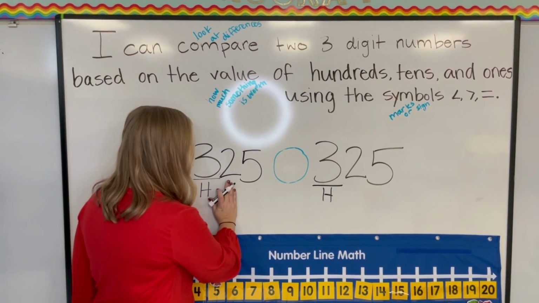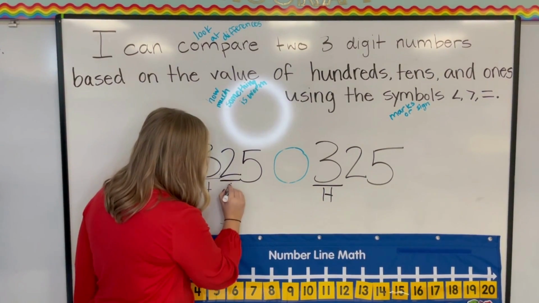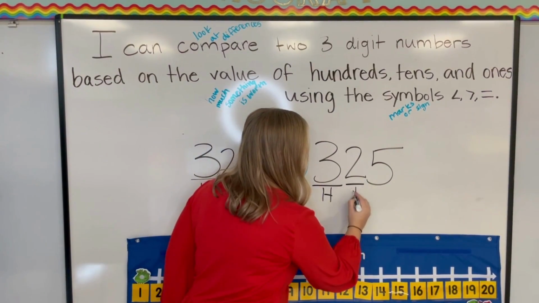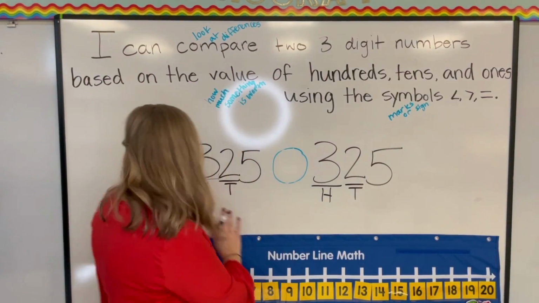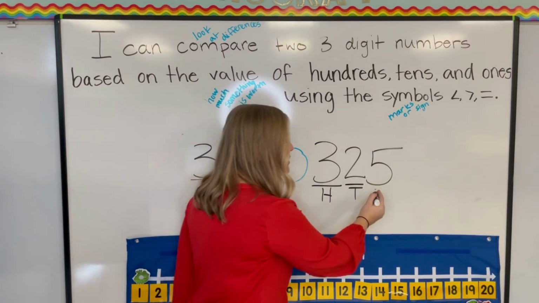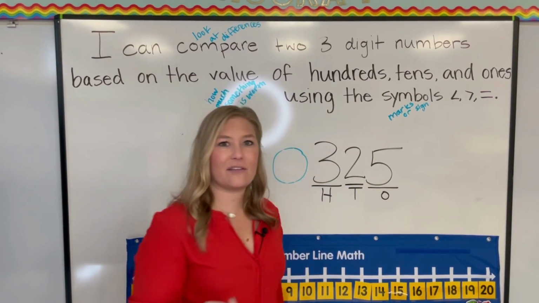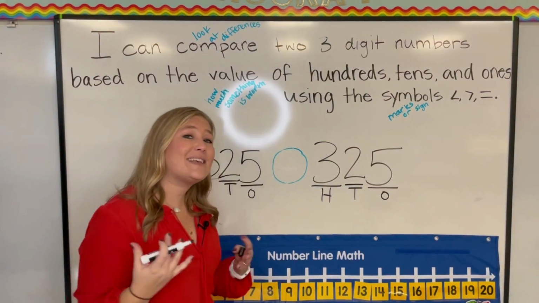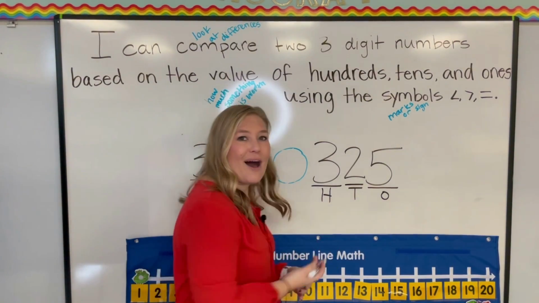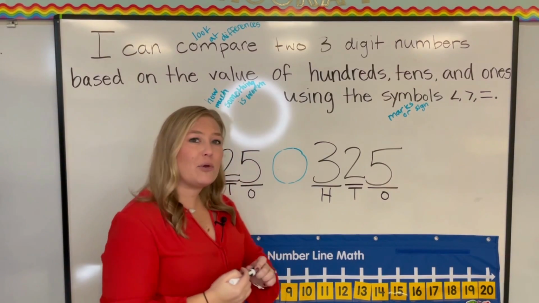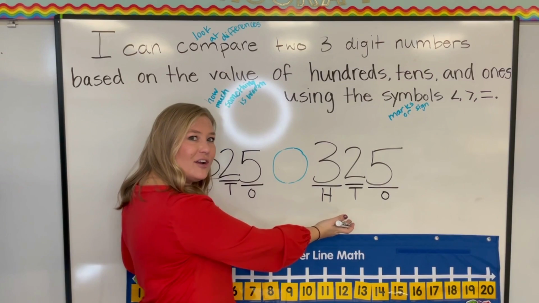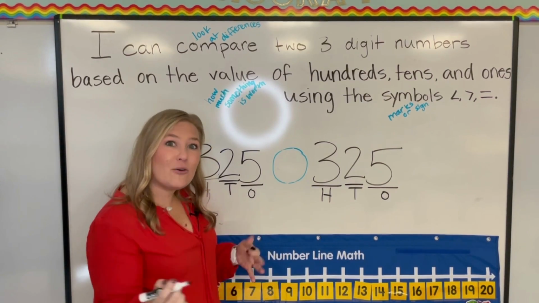Then I hear 320. 20 is 2 tens. And then 325. So I have a 5 in my ones place. So that means my numbers are exactly the same. They have the same digit in each spot. So what symbol do I need to put? If the numbers are equal to each other, that means I need to put my equal sign.